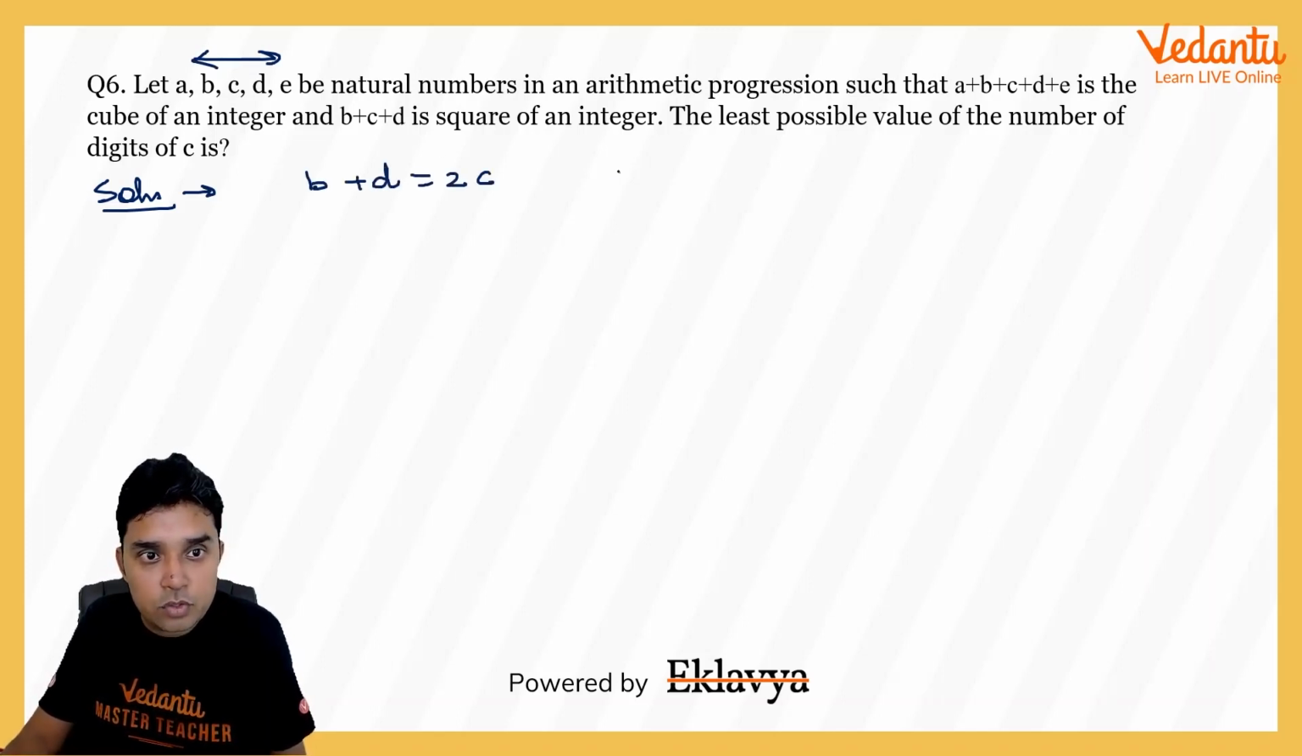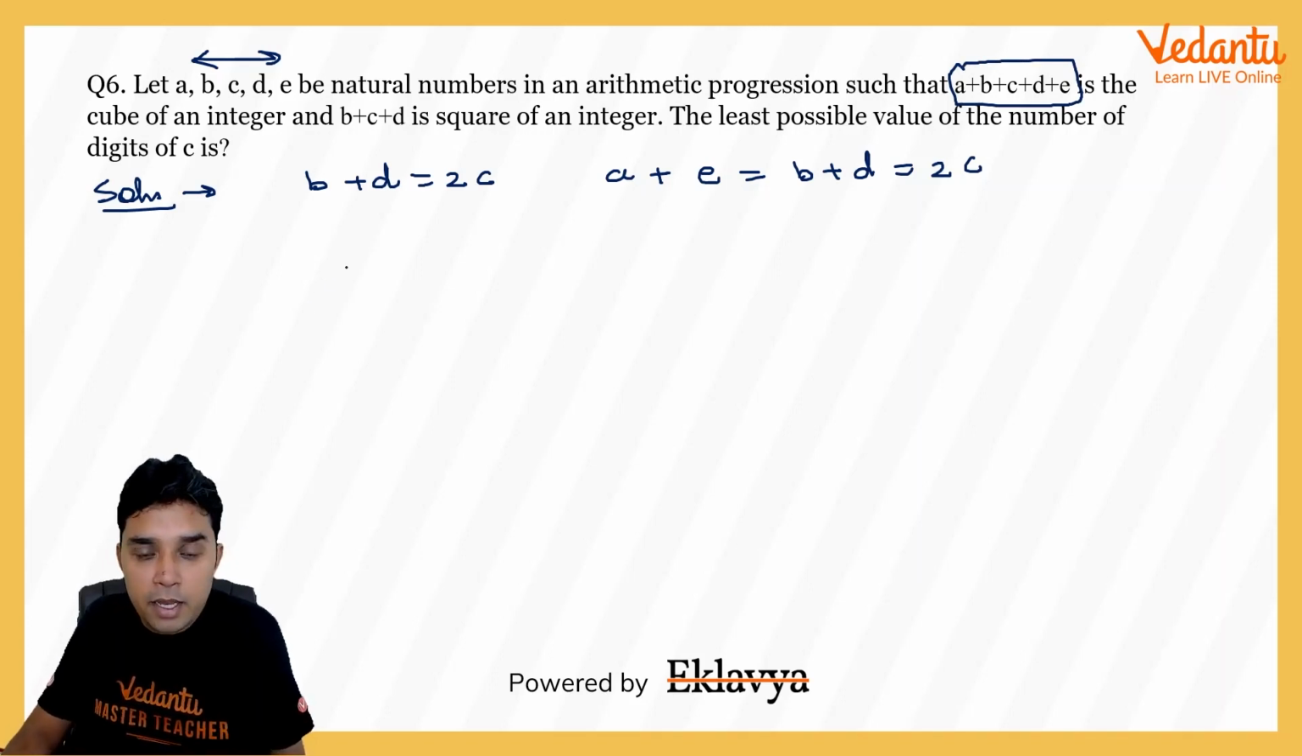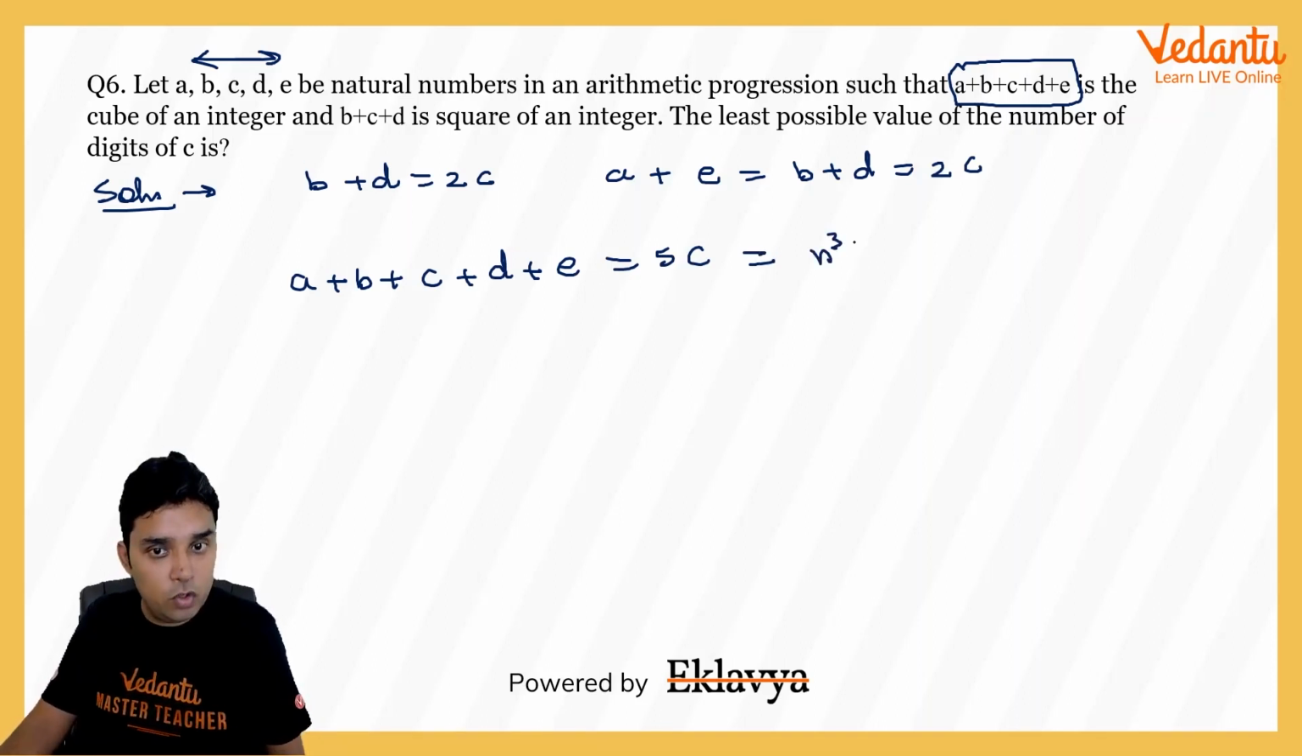And the same is true for A plus E also, because A plus E will be equal to B plus D, and this will be equal to 2C. Okay, so if I talk about A plus B plus C plus D plus E, it will be equal to 5 times C. And we want this to be the cube of an integer, let us say n cube.